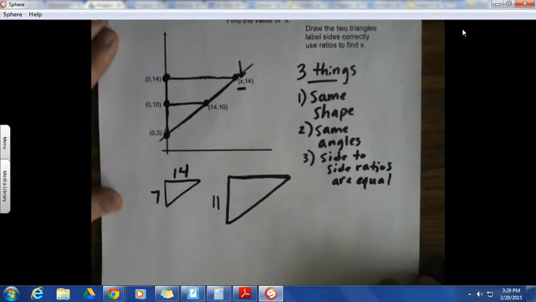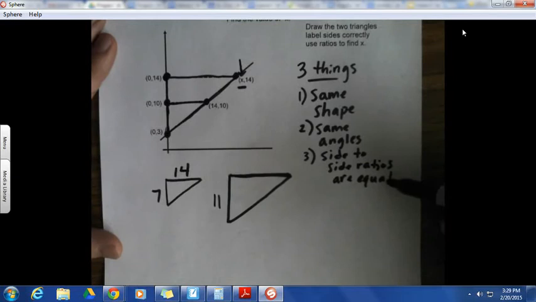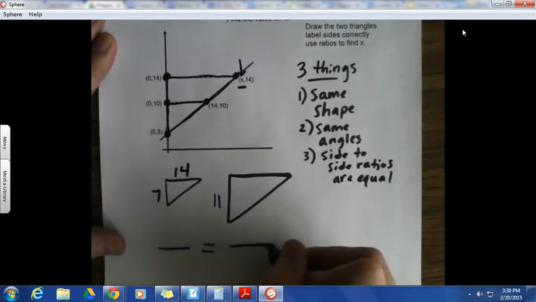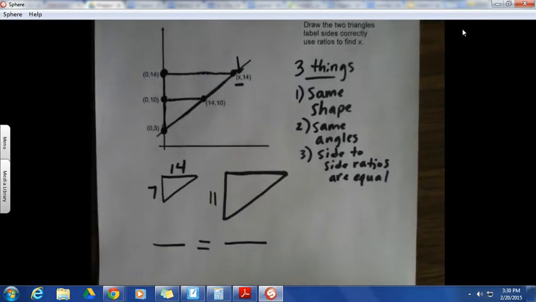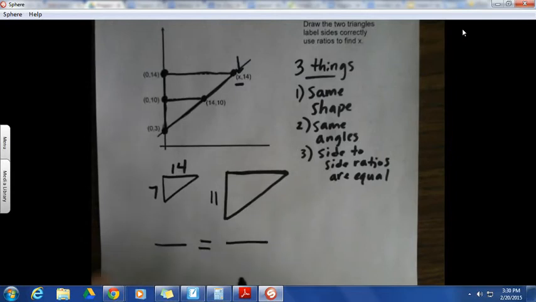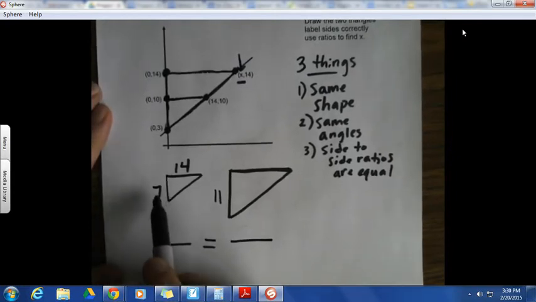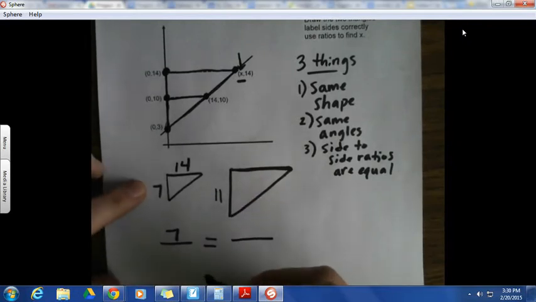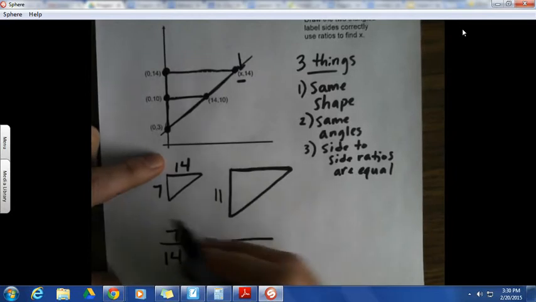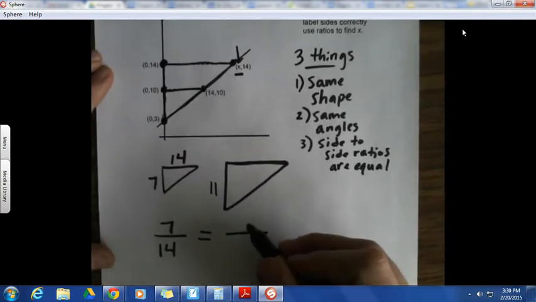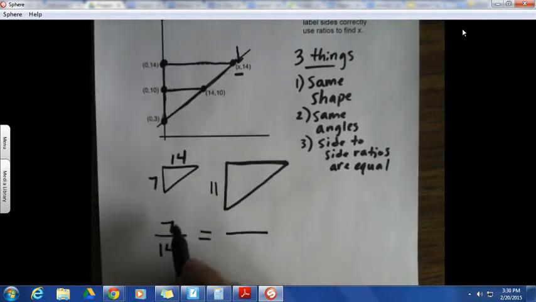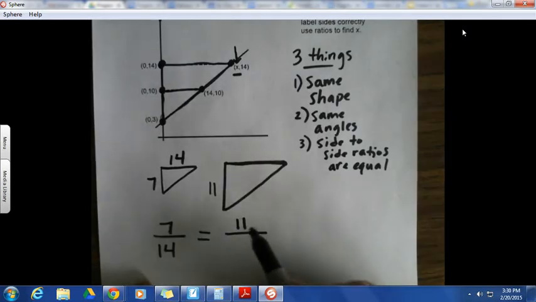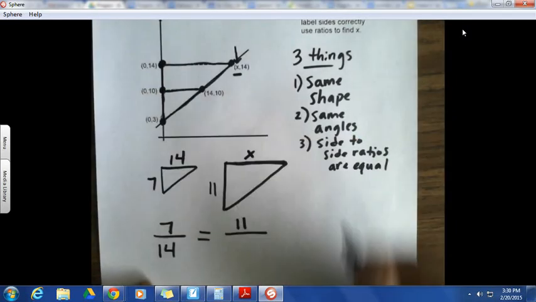So what does that mean? We're going to set up our ratios, and ratios that are equal, we know, are just proportions. We've already learned that. The proportions look like this. A proportion is a set of ratios that compares two equal things. So here we have 7 and 14. That's our side-to-side ratio for our first shape: 7 for the vertical leg, 14 for the horizontal leg. Now over here, we want to keep it consistent, since we have the smaller vertical leg on the top over here. We want to put that value on the top on this side as well. So we have 11 on top, and this is the side that we're missing, so we're going to label it as X.